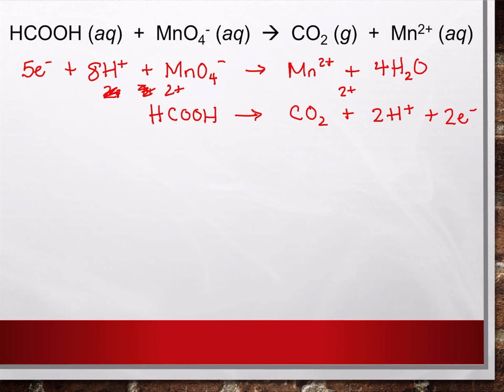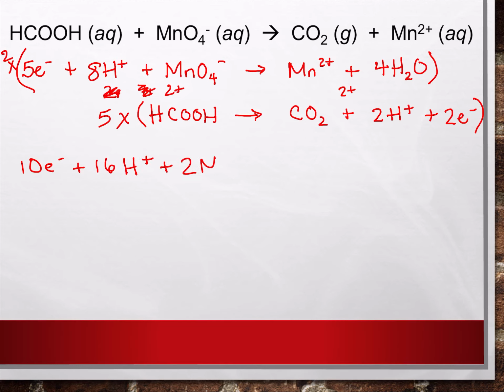We have 5 electrons in the first reaction and 2 electrons in the second reaction, so that means both will need to go to 10 electrons in order for us to combine them. So we're going to multiply this whole reaction by 2 and this whole reaction by 5 to get those electrons to be equal. So I'm going to rewrite this down below. So we'll have 10 electrons plus 16 hydrogens plus 2 MnO4 minus gives us 2 Mn2+ plus 8 waters.